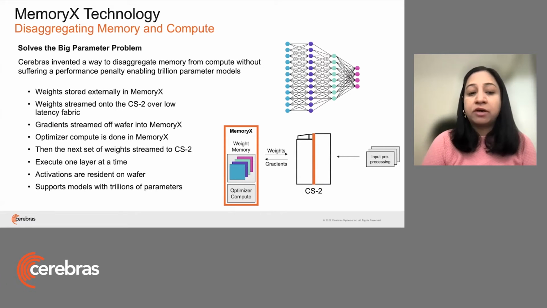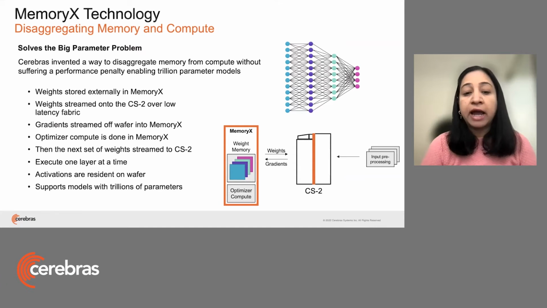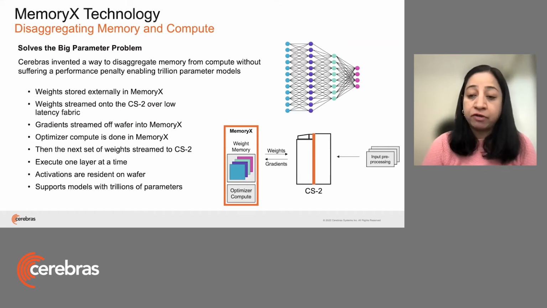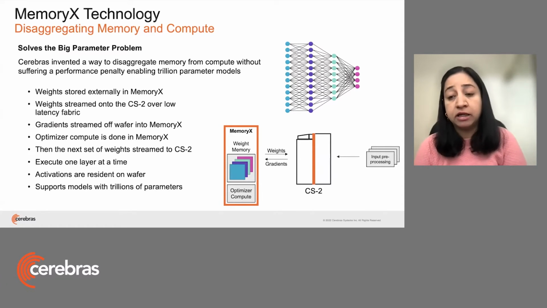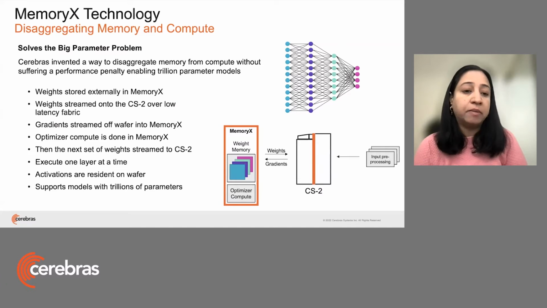The activations themselves are resident on the wafer, so there is no additional price to fetch the activations. However, the input data is being fed actively through the servers that are used for input pre-processing. And we have different techniques to ensure that they are not bottlenecked, and the CS2 itself is not starved for data. So with this, we are able to support models with trillions of parameters at great performance, like you saw, which is, again, what has been very challenging in the current state of the art market solutions.